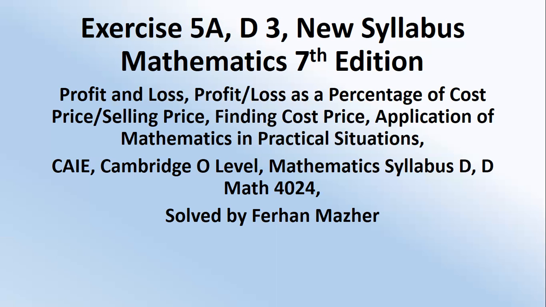The formula is very simple. The profit is sale price minus the cost price, and the loss is cost price minus the sale price. And when you want to represent a percent loss, normally the formula is loss divided by cost price multiply 100. And when you represent the percent profit, it's profit divided by the cost price multiply 100.